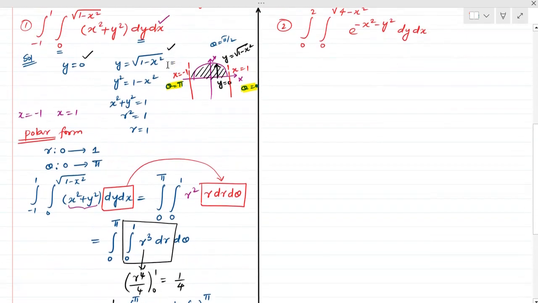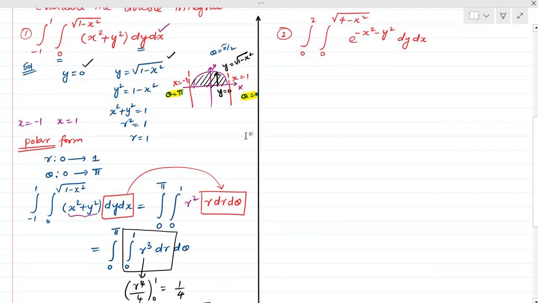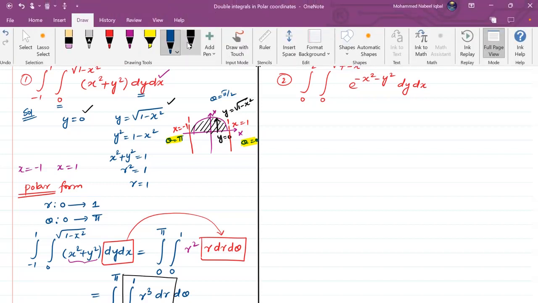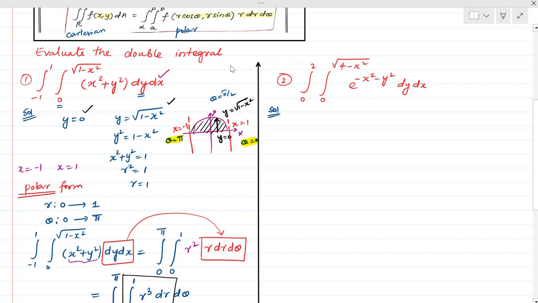So this is how we will convert everything in terms of polar coordinates. Let us start with the second problem. We have the x value. What is the limit of y? The limit of y is y equals 0 to y equals square root of 4 minus x square.